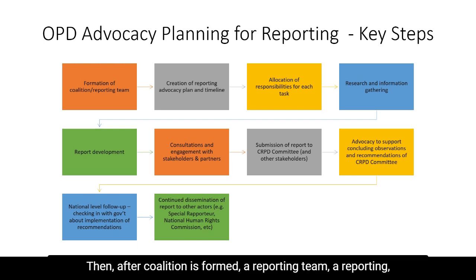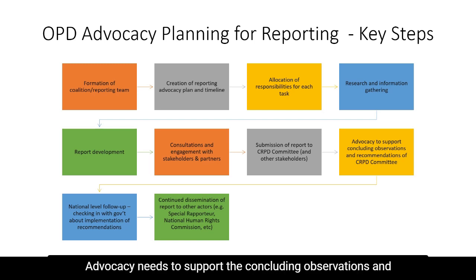Then, after a coalition is formed, a reporting team, a reporting advocacy plan and timeline ought to be created. Different tasks need to be allocated for different parts of the coalition and reporting team. Research and information gathering that's credible and reliable needs to take place. And the report needs to be developed based on that evidence base that's been created during that research and information gathering process. Consultations need to happen with stakeholders and different partners and, of course, OPDs before any report is finalized. And the report, of course, needs to be submitted to the CRPD committee itself as well as other stakeholders.